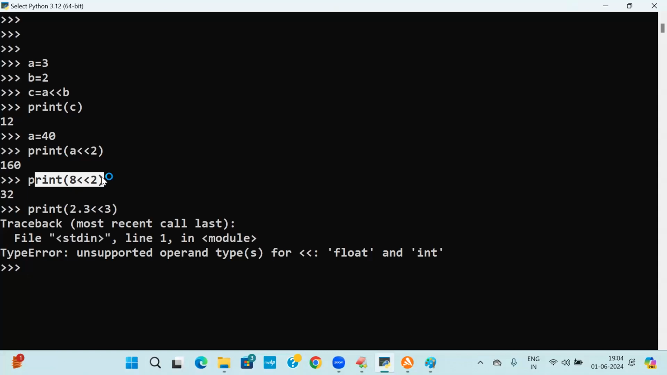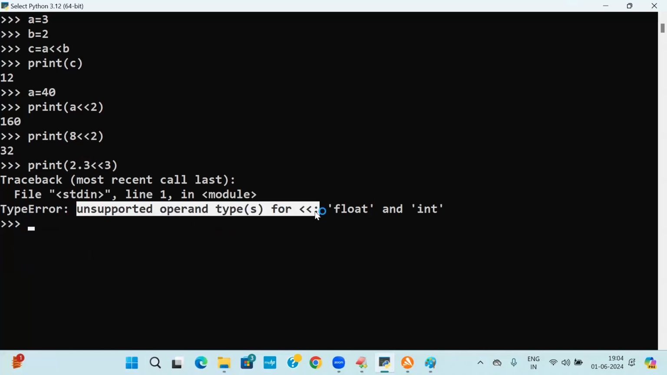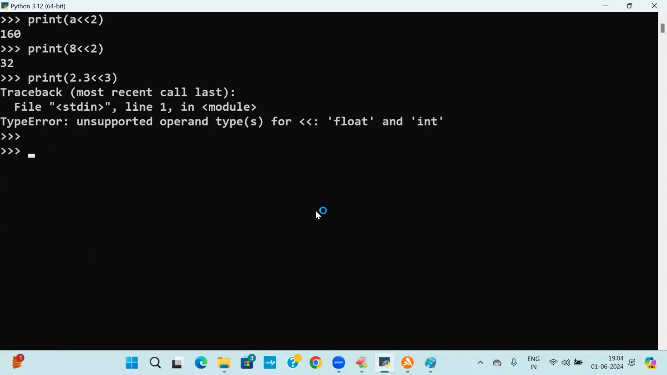But if you just say error, the interviewer may not be satisfied, because I want a practical answer. So: unsupported operand type for double less than, float and int, not possible. That's why bitwise operators will not support floating point data types. They will support only integer data. Okay now? Right. Now I'm going to say the last and final one: 7 double less than 3.